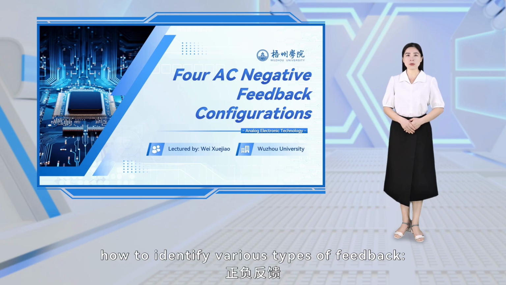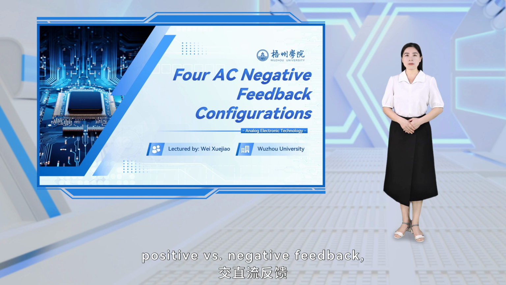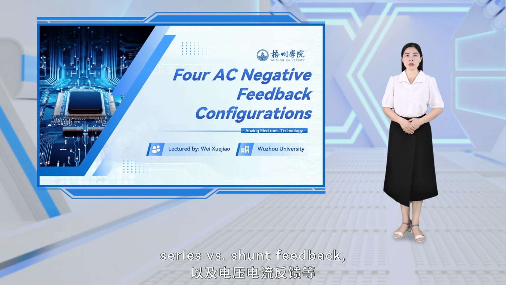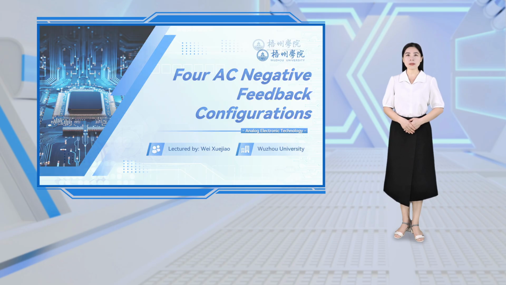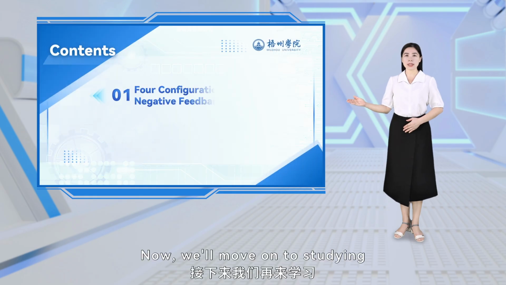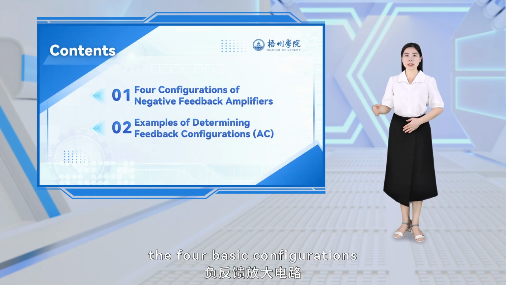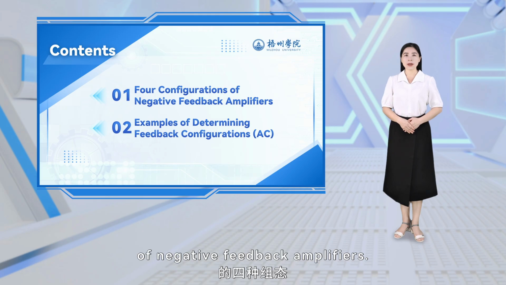Previously, we've learned how to identify various types of feedback: positive versus negative feedback, AC versus DC feedback, series versus shunt feedback, and voltage versus current feedback. Now, we'll move on to studying the 4 basic configurations of negative feedback amplifiers.